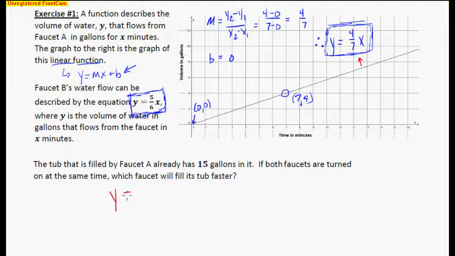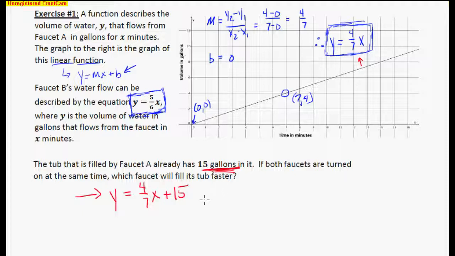It's still going to flow at 4/7. That's going to be my slope. It's still 4 gallons per minute, or I'm sorry, 4 gallons per 7 minutes. But now I already had 15 gallons in it. So that's going to take this line and shift it up. At time 0, we already had 15 gallons. It would actually start up here at 15. So my y-intercept is now 15. This is my new equation given this information.